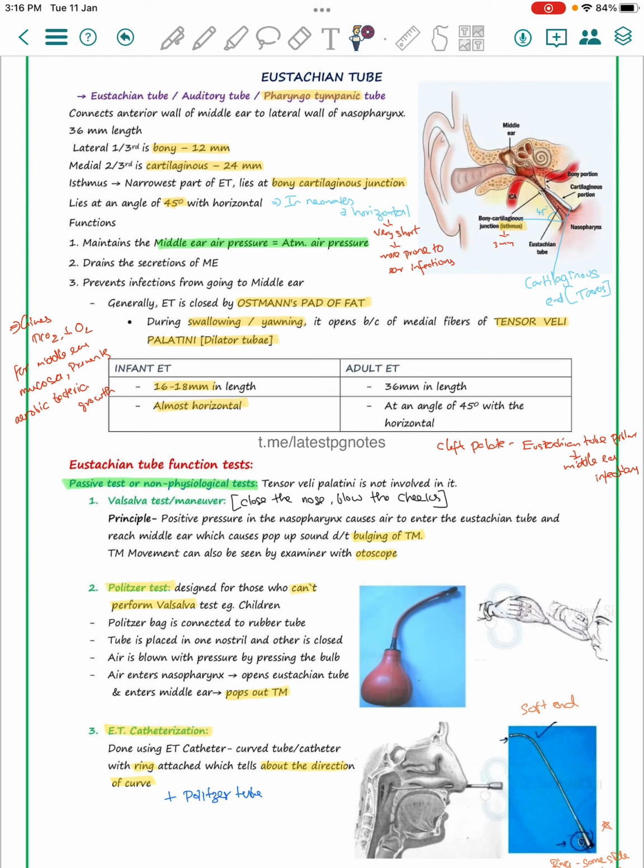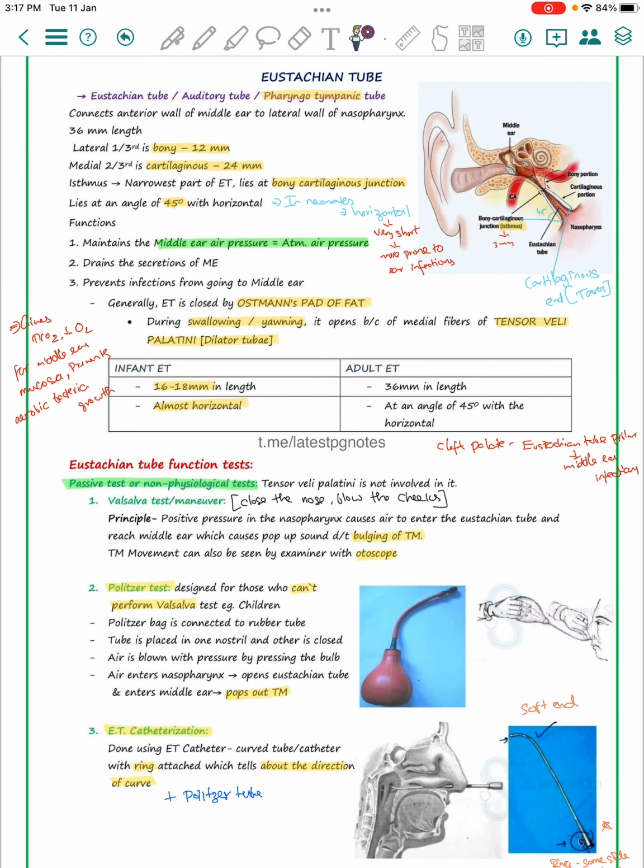Okay guys, but in infants, this Eustachian tube is very short, about 16 to 18 mm in length. It is almost horizontal, so they can easily get infections in the middle ear. But the adult Eustachian tube is 36 mm in length, and it is placed at an angle of 45 degrees.